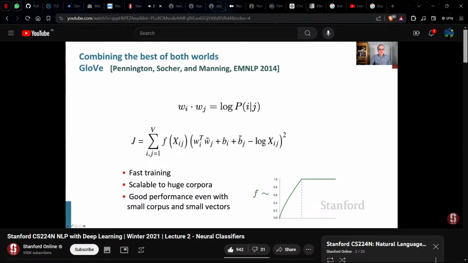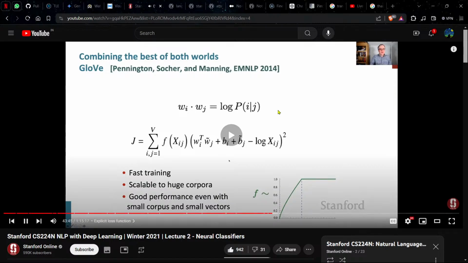So we had an explicit loss function, and our explicit loss function is that we wanted the dot product to be similar to the log of the co-occurrence. We actually added in some bias terms here, but I'll ignore those for the moment.